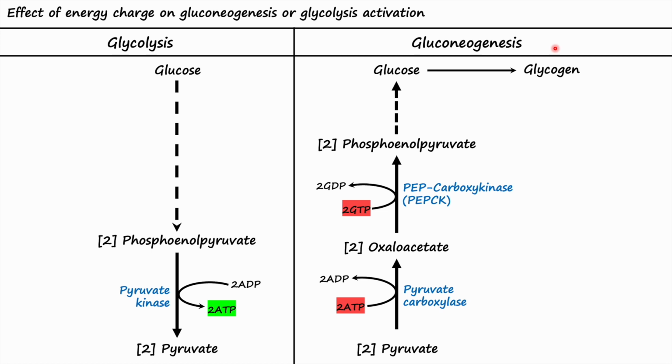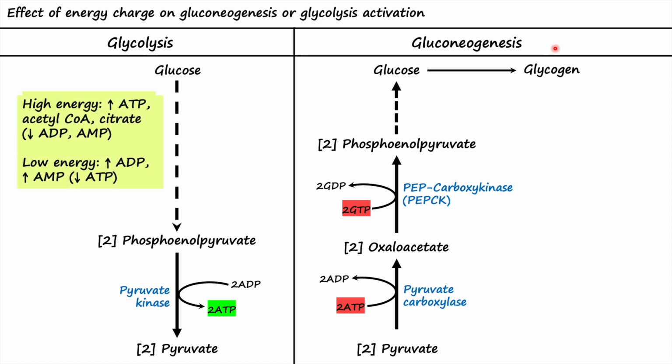So when I talk about energy charge, I want you to understand that when I say high energy, that means cells have high levels of ATP, acetyl CoA, and citrate, whereas the levels of ADP and AMP are low. And when I talk about low energy, that means cells have high levels of ADP and AMP, whereas the level of ATP is low. Now, based on that, let's say the energy charge of the cell is high.